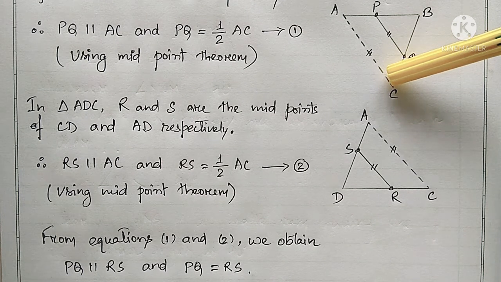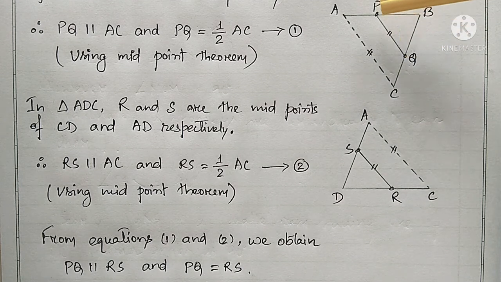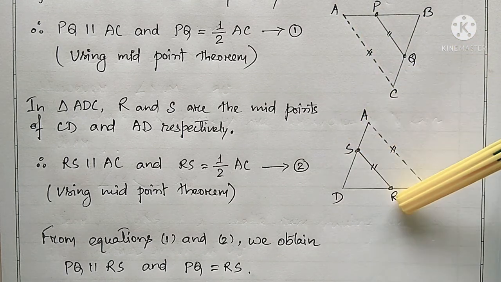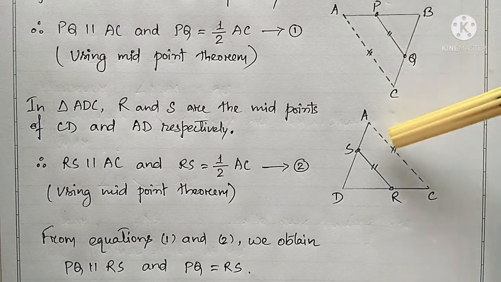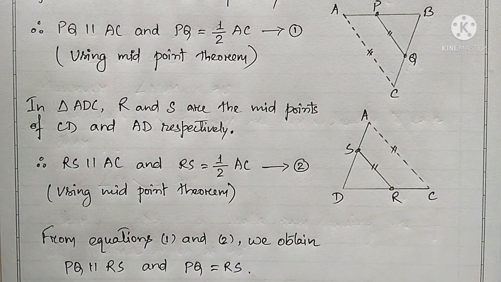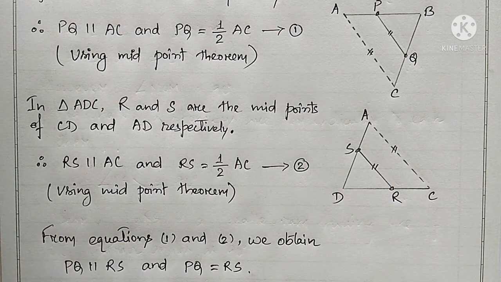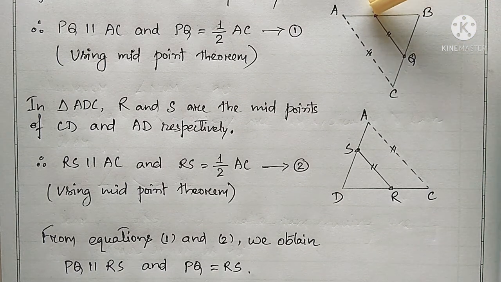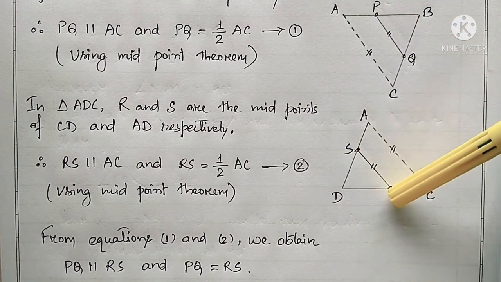We already discussed this type of parallel lines in our last class. If PQ is parallel to AC, and AC is parallel to RS, then from here we can say this PQ line is also parallel to RS, isn't it? So that's why, from equations 1 and 2, we obtain PQ parallel to RS.